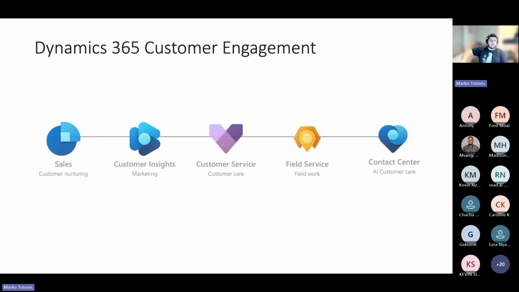But let's move on from Power Platform, which basically is not the main thing for today's session. Let's jump back to customer engagement, and let me try to explain a little bit more about every single one of these applications, and as I promised, I will show you some of them.